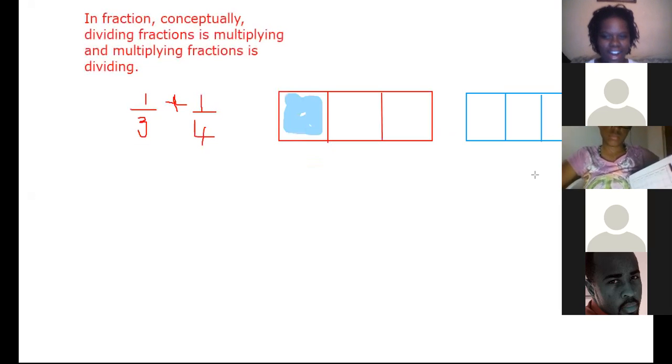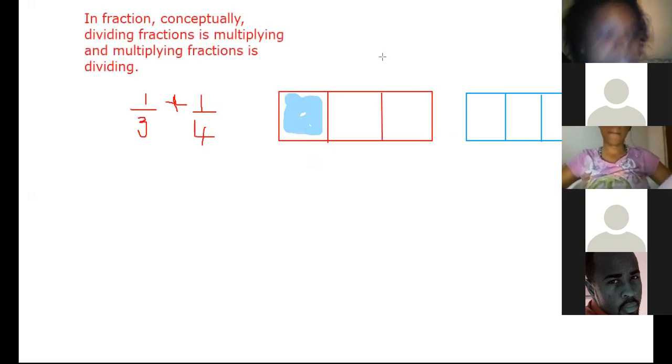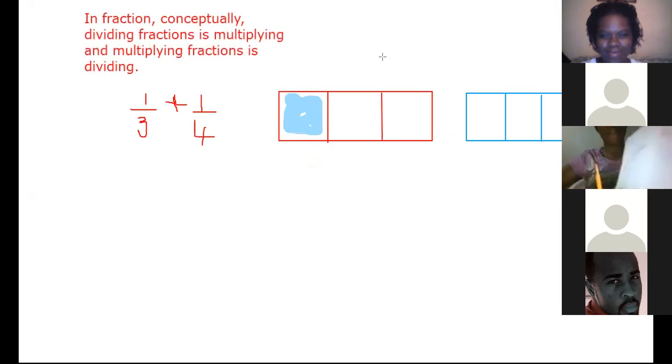You sure? It can go on, exactly. Thank you, Jamelia. All right, and this is representing my 1 over 4. True or false? True. All right.